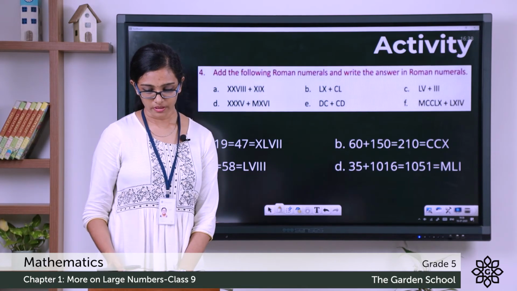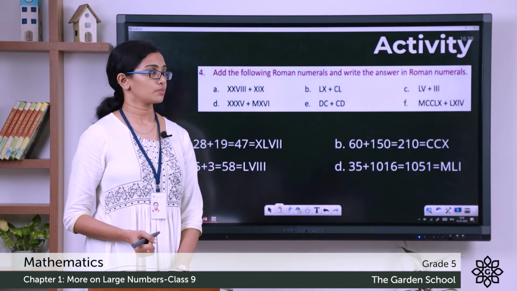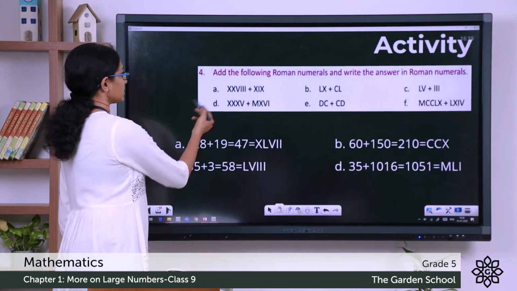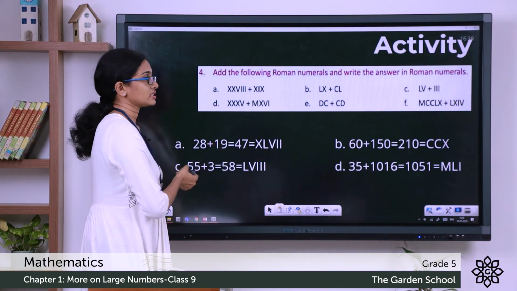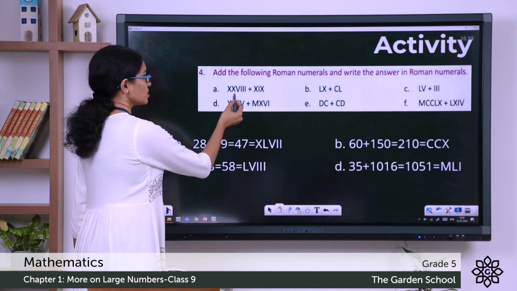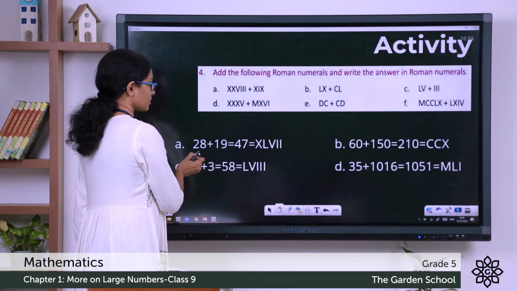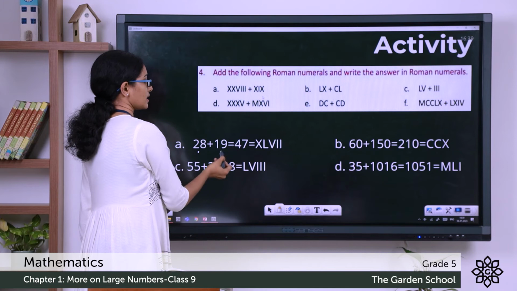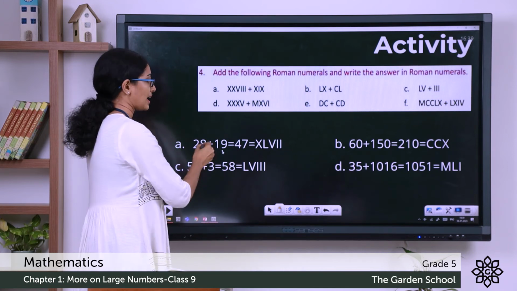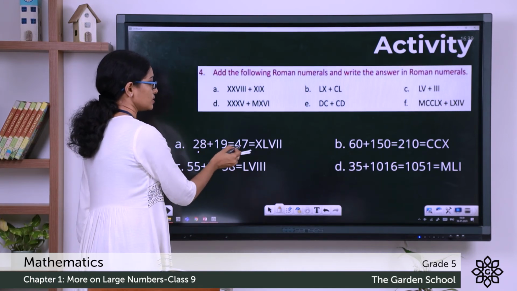Add the following Roman numerals and write the answer in Roman numerals. The first question, you are given the Roman numerals here. Let's see the equivalent values. This one represents a value equal to 28. This one represents a value equal to 19. So adding those two will give you a value equal to 47.